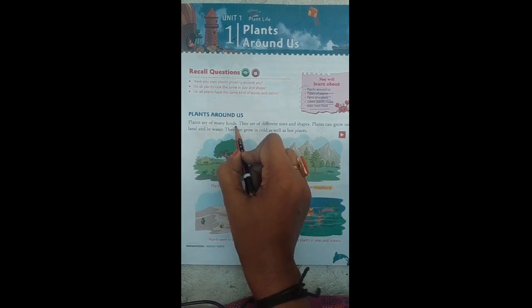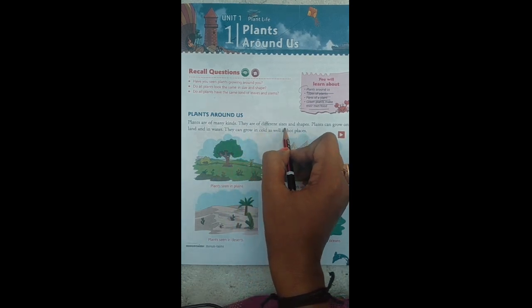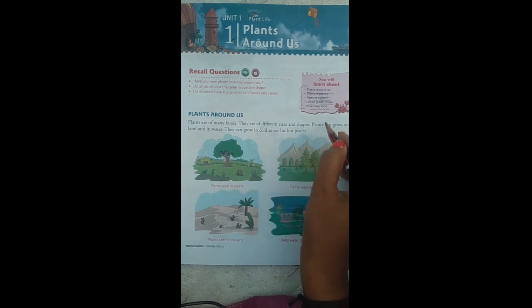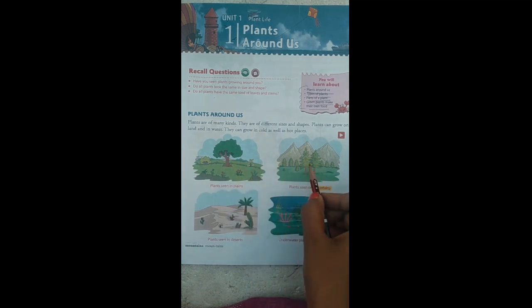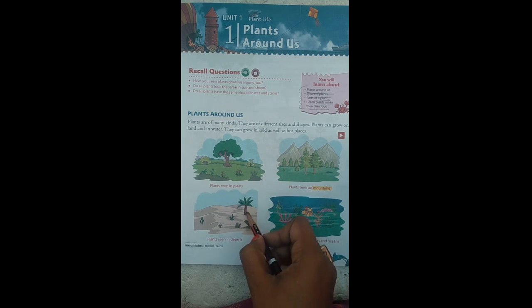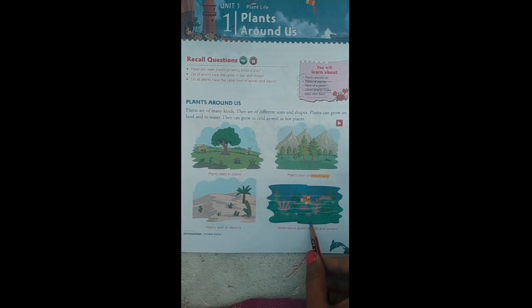Yes, I have discussed in the class as well. They are of different sizes and shapes. So as you can see, this is a different kind of tree. Here is the shape, like we call it a Christmas tree. Okay, and this is plum tree, and here the plants which grow under the water. So they are of different sizes and shapes as well.